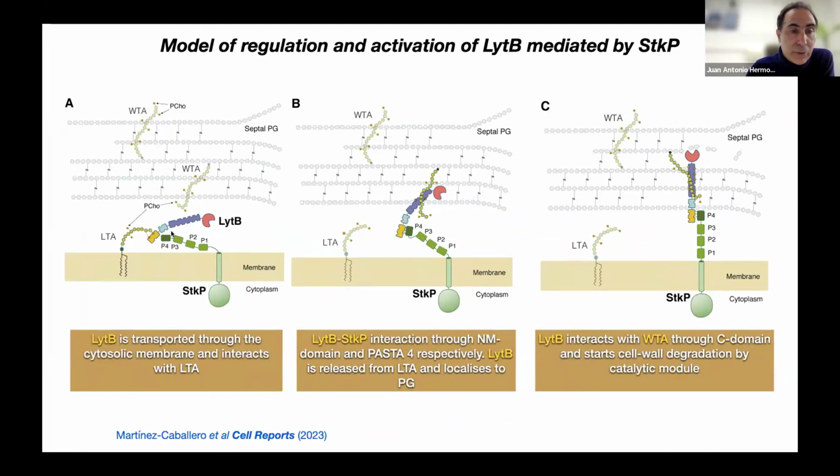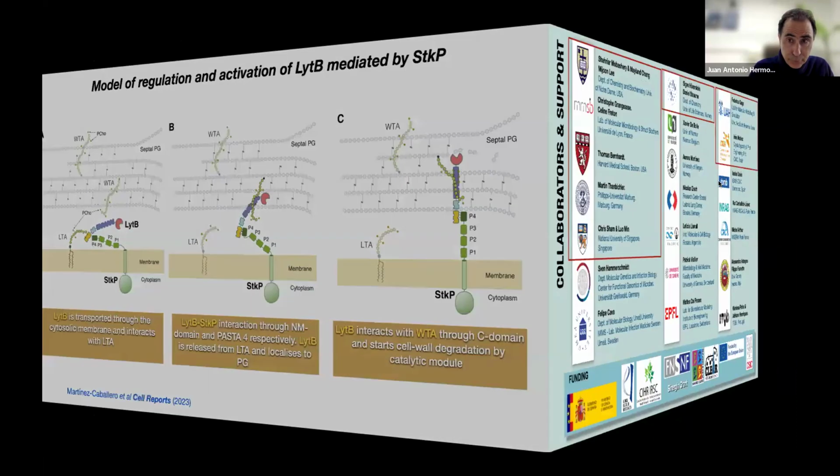In the first state, there is a strong interaction between lipoteichoic acid and part of the choline binding module of LytB. Then PASTA 4 approaches the cell wall binding domain, establishing a strong interaction in the second part between PASTA 4 and the NM domain, and bringing the C domain close to the wall teichoic acid located on the peptidoglycan framework, providing the right localization and starting the activity of LytB in order to cleave the peptidoglycan between the daughter cells and provide the separation of the daughter cells. That's all.